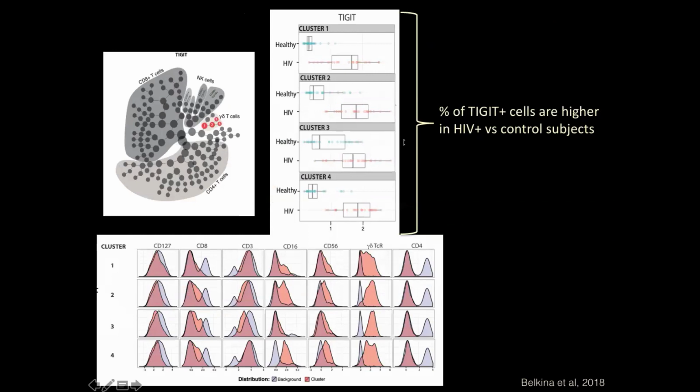This is TIGIT expression in each gamma delta T cell cluster identified by citrus. It's consistently higher in the HIV positive individuals compared with controls. There's also some interesting heterogeneity in the gamma delta population when we check out other surface markers expressed on this cell, such as CD8, CD16, CD56, CD127.